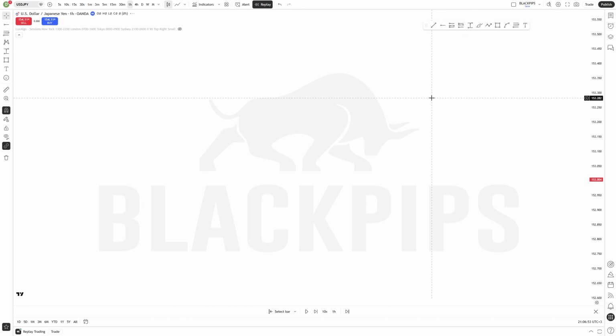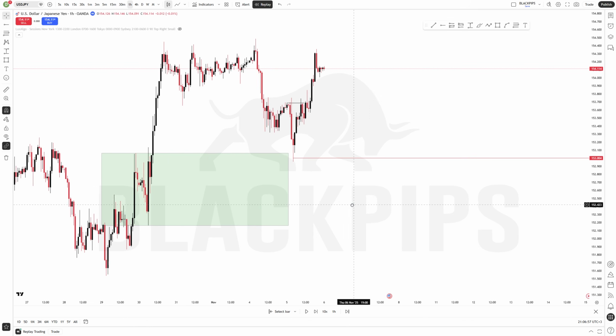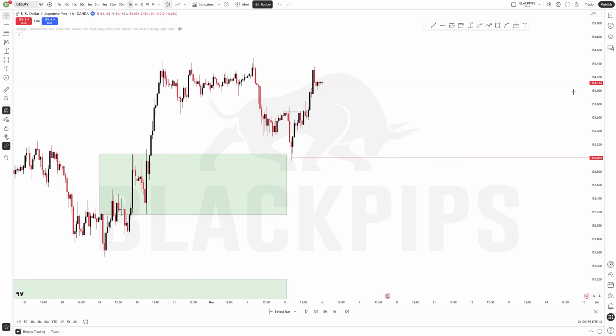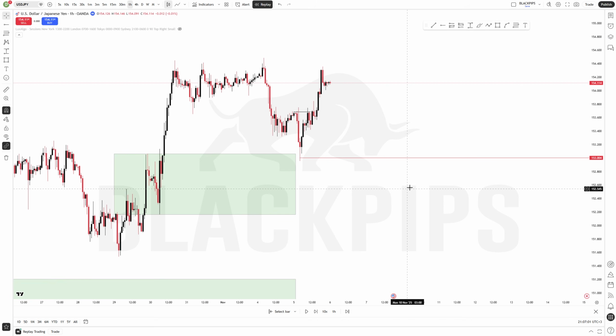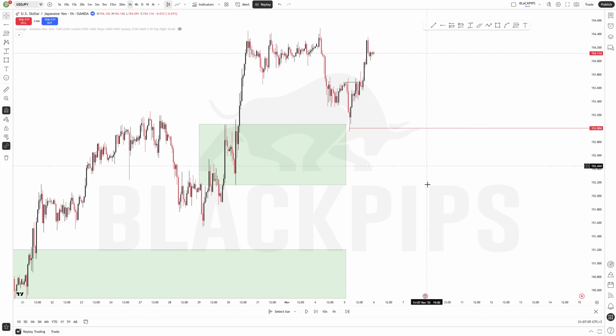So that was the first entry that we took in terms of entry type 7, but it was from one of the liquidities found within the area of liquidity, which is the wick overlap.